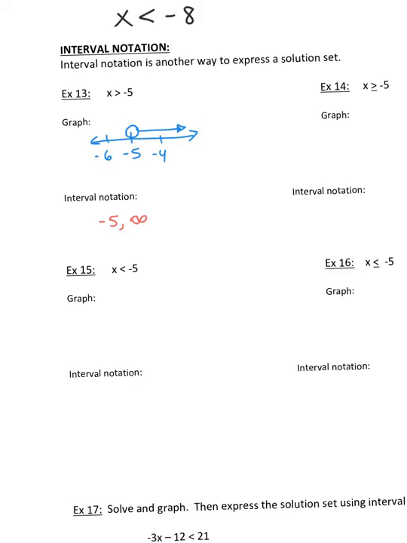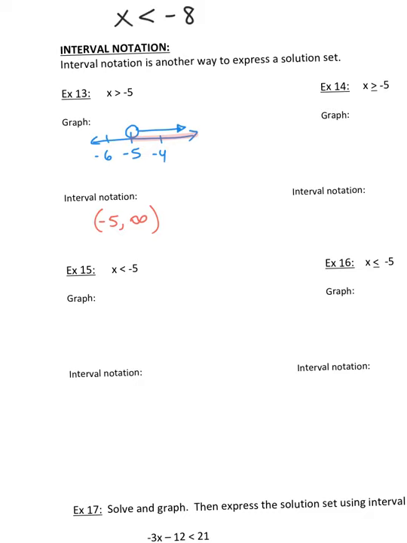So I'm basically looking at my number line when I do this, and I'm reading it from left to right. Any number from negative 5 all the way to infinity. Now, I don't want to include negative 5, so what I do is I use parentheses around my interval notation to say I'm not including these. Negative 5 is not included because it doesn't have an equal sign, and infinity is not included because infinity is not an actual number, so you can't ever actually include it.